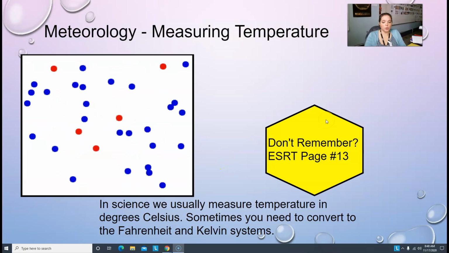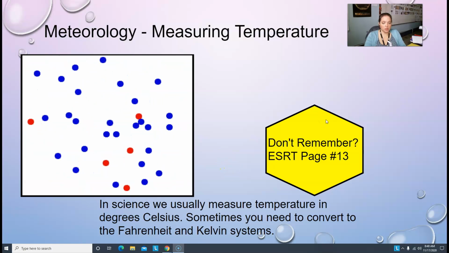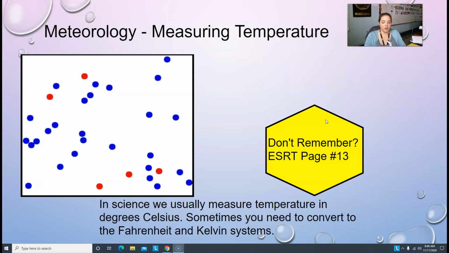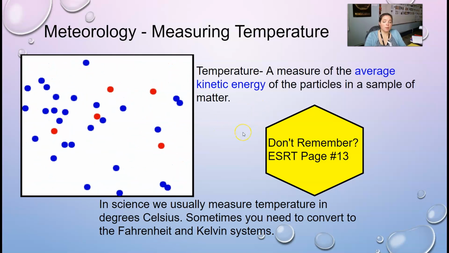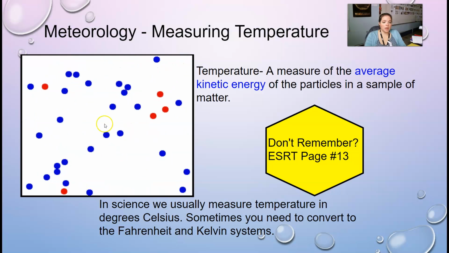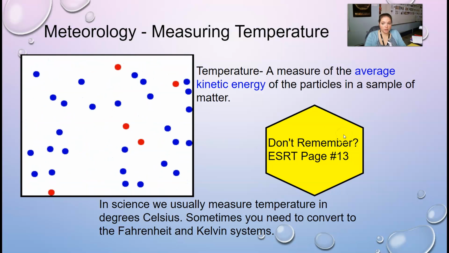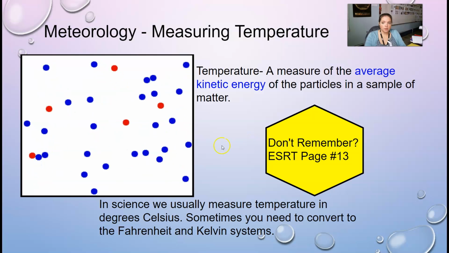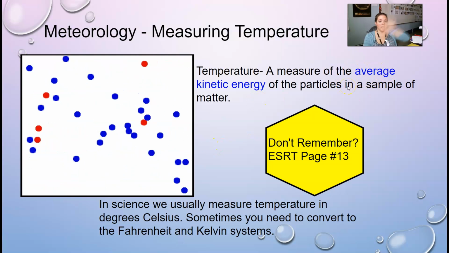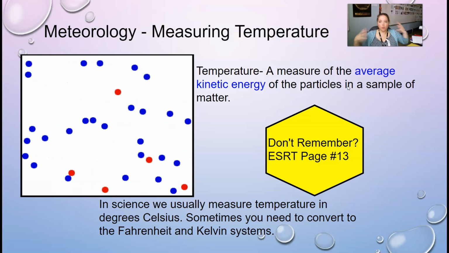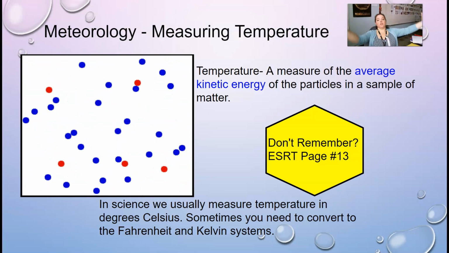So in science, we usually measure temperature in degrees Celsius. Sometimes you need to convert to Fahrenheit and Kelvin. Well, what the heck is temperature? Temperature is a measure of average kinetic energy, how fast these particles are moving, in a sample of matter. And notice it is the average. It's not just one specific place. It's the average. Think of it this way: if you have a thermometer, you're getting the average of the whole area.